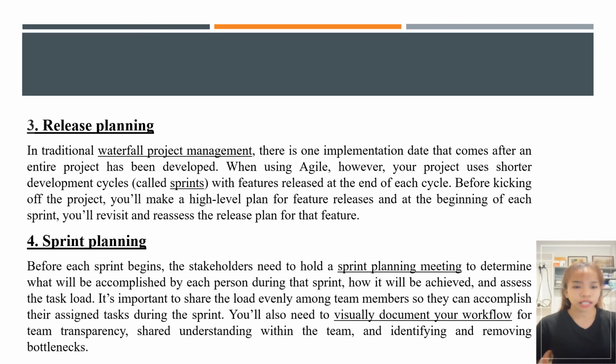Number four, sprint planning. Before each sprint begins, the stakeholders need to hold a sprint planning meeting to determine what will be accomplished by each person during that sprint, how it will be achieved, and assess the task load. It's important to share the load evenly among team members so they can accomplish their assigned tasks during the sprint. You also need to visually document your workflow for team transparency, shared understanding within the team, and identifying and removing bottlenecks.